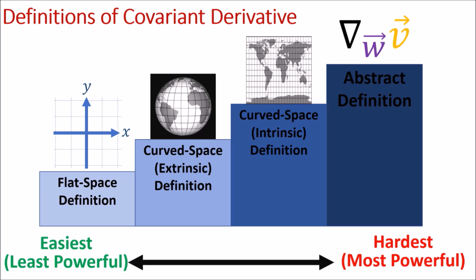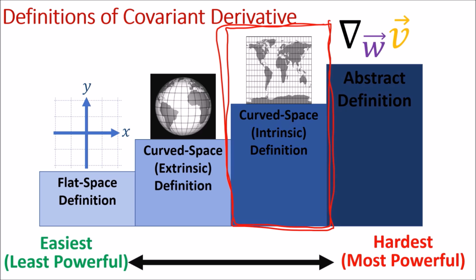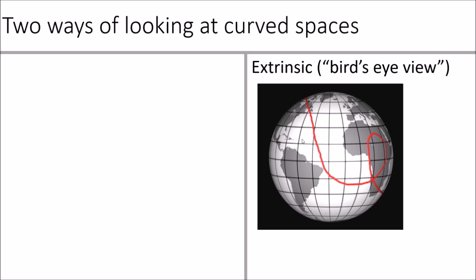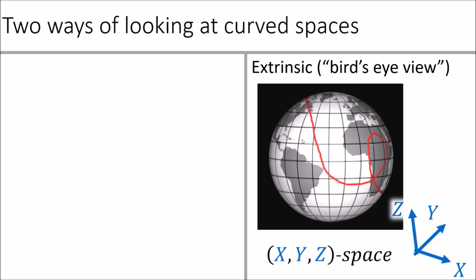So in this video, we're going to move on to our third definition of the covariant derivative, which is the intrinsic definition for curved spaces. So I'm just going to quickly remind you that there's generally two ways of looking at curved spaces. There's the extrinsic approach, where you look at a curved surface living in 3D space, and you often work with x, y, z coordinates and 3D position vectors.